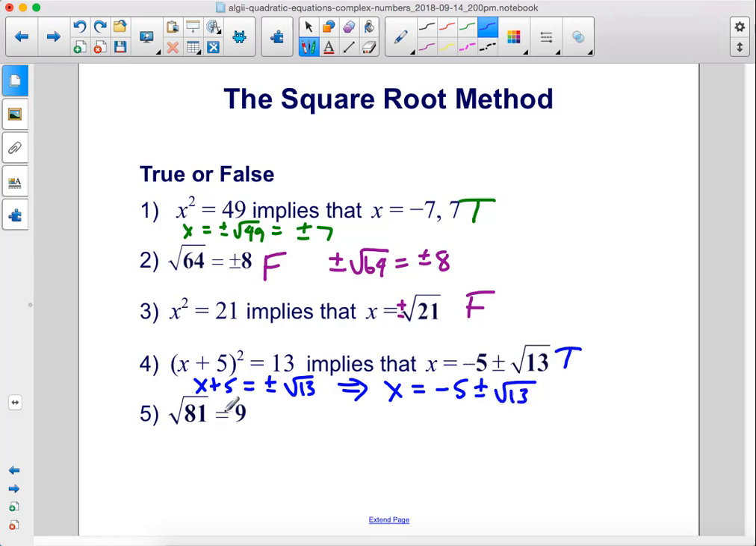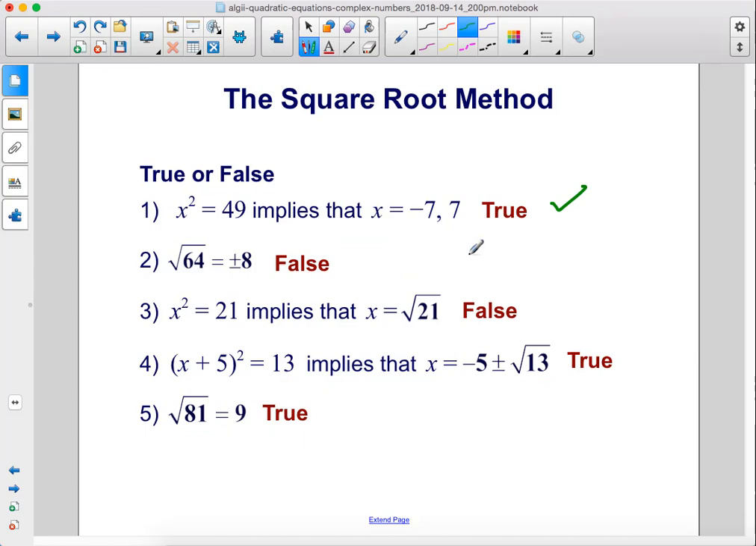That is true. Square root of 81 equals 9. This is true. The square root of 81 is positive 9. If we wrote plus or minus the square root of 81, then we would get plus or minus 9. But because this isn't there, we're just looking at what the square root is of 81. That is only a positive number, and that is 9. And we got them all correct.